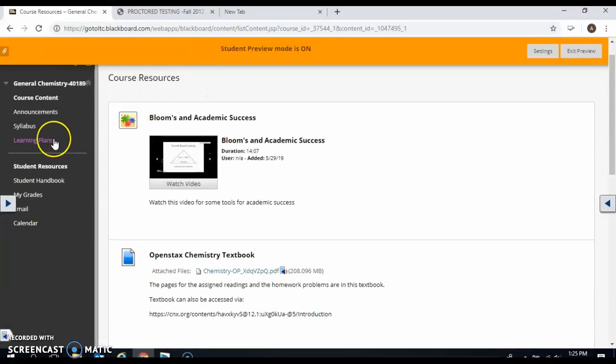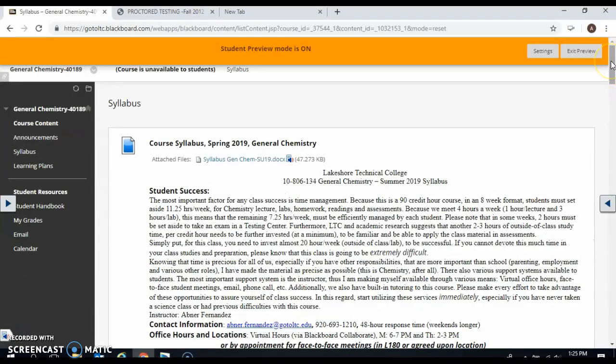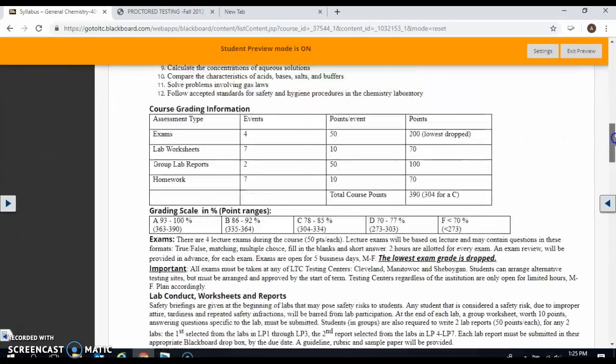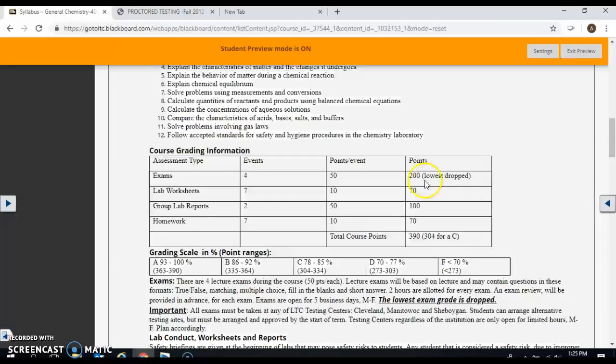So again, it has to be during the proctored exam hours, at those locations. So you cannot just stay at home and take that exam. You have to go to one of those testing centers. If you are not an LTC student, you need to zap me an email very quickly, and we can make arrangements for that. So again, for exams, lowest drop.